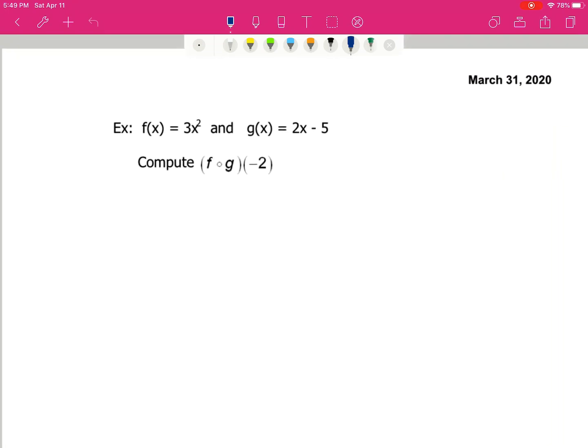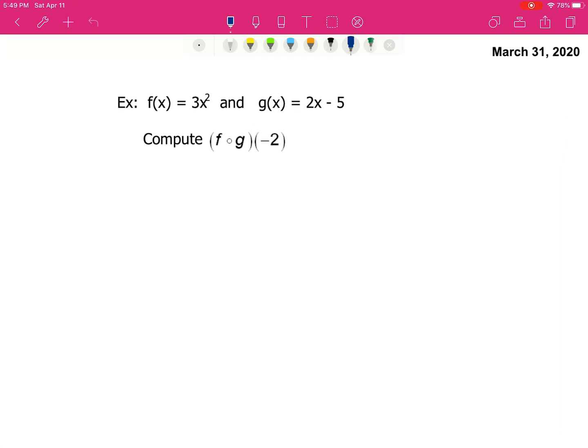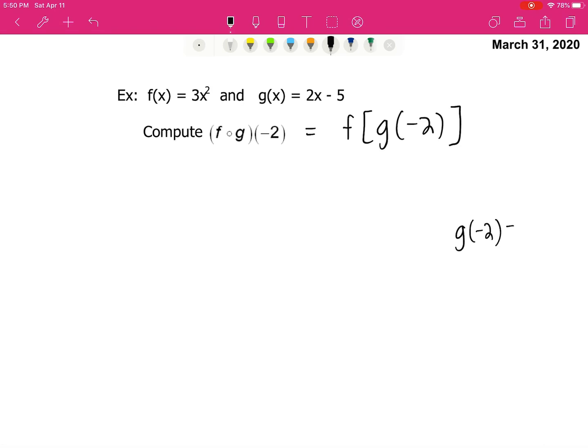So here we go. We have a numerical example. We want to find f of g of negative 2, given f of x is equal to 3x squared, and g of x is equal to 2x minus 5. So I'm going to rewrite this, f of g of negative 2, and I'm going to show you two different ways. I'm going to first go off to the side and say g of negative 2, and then I'm going to compute that, 2 times negative 2 minus 5, because g of x is equal to 2x minus 5. So that's going to give us negative 4 minus 5, which is negative 9.